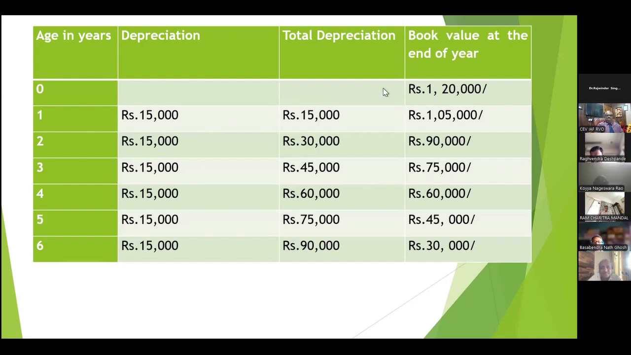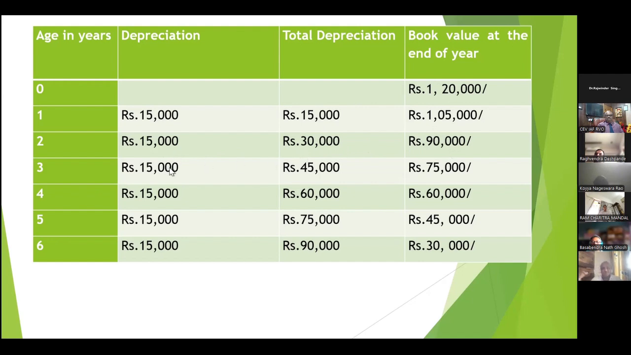At the start, value is 1,20,000. In the first year, depreciation is 15,000. Total depreciation is 15,000. And at the end of 1 year, value will be 1,20,000 minus 15,000, 1,05,000. At the end of second year, again depreciation will be 15,000. Total depreciation will be 15 plus 15, 30,000. And book value will be 1,20,000 minus 30,000, 90,000.